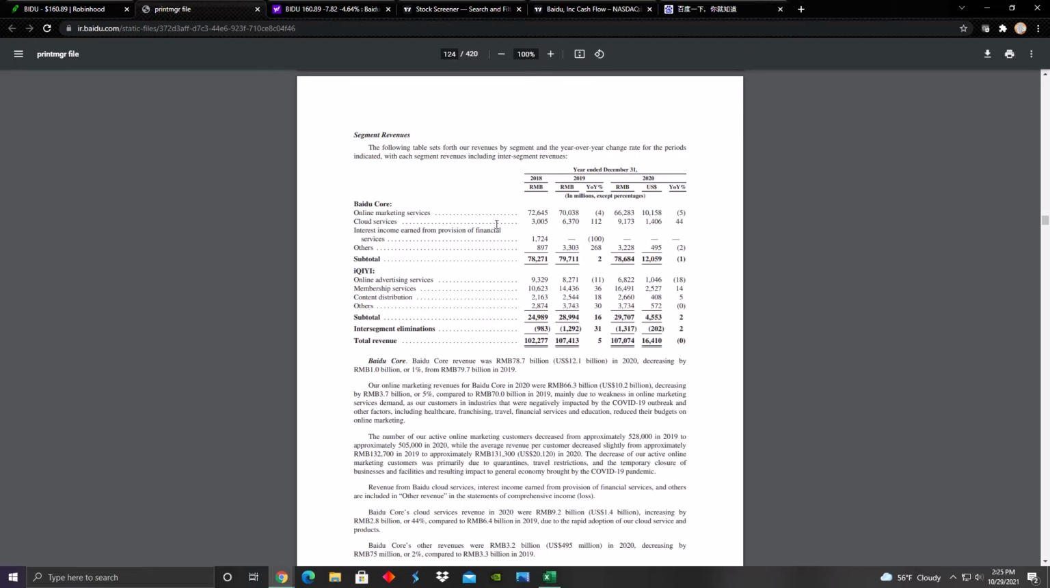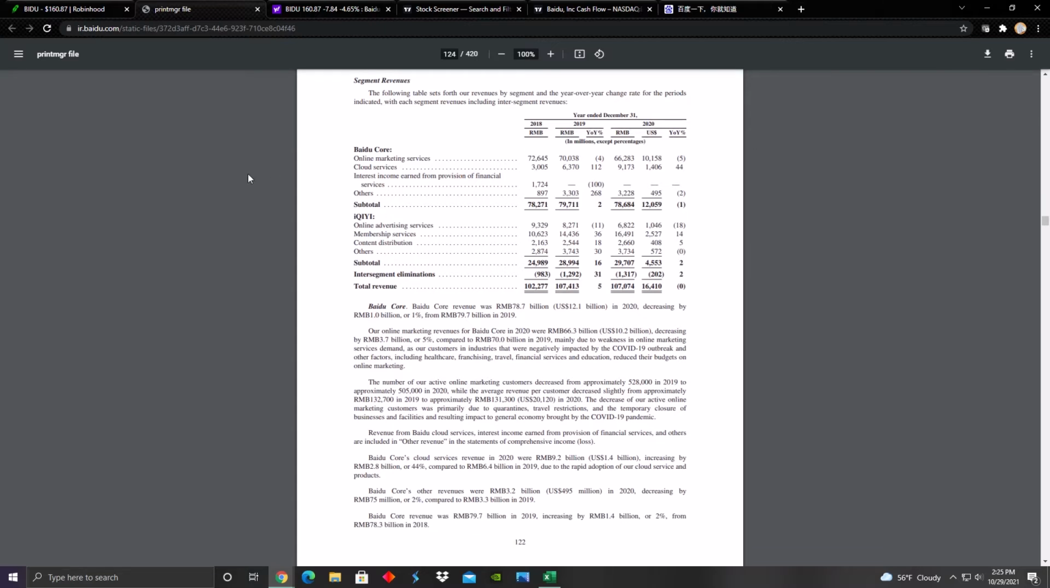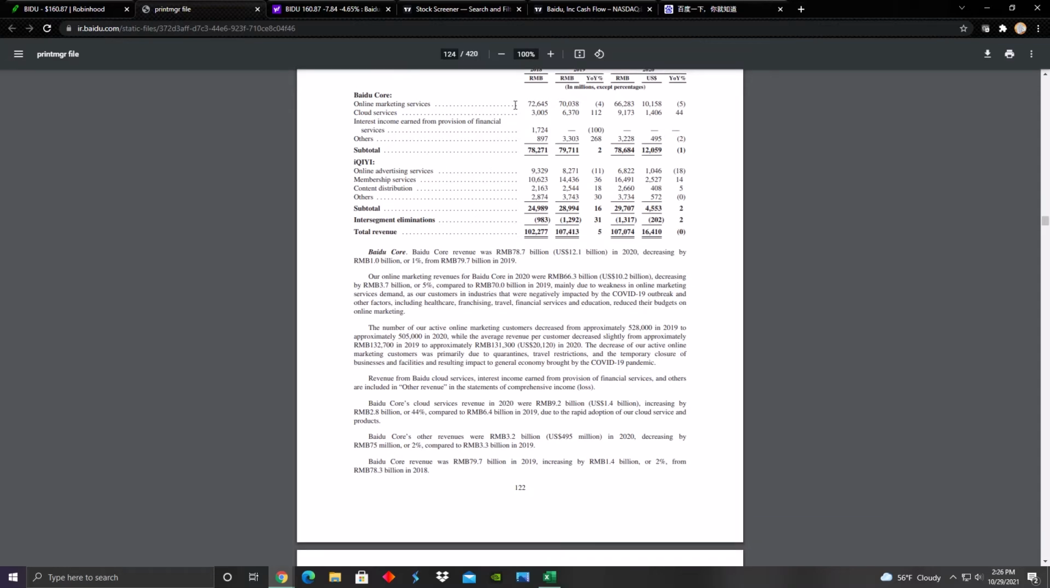We can see that it's a little interesting. From 2018 to 2020, their online marketing services have declined from 72 billion down to 66 billion, but their cloud services have increased from 3 billion to 9 billion. So they've almost tripled in a matter of 3 years. That says to me that their cloud services are going to be integral in terms of making sure that their revenues continue to incline as the years go on. As we can see from reviewing the income statement, revenue from 2018 to 2020 hasn't really inclined that much, unfortunately. So hopefully their cloud services can carry the weight in that regard, because their marketing services seem to be lagging a little bit.